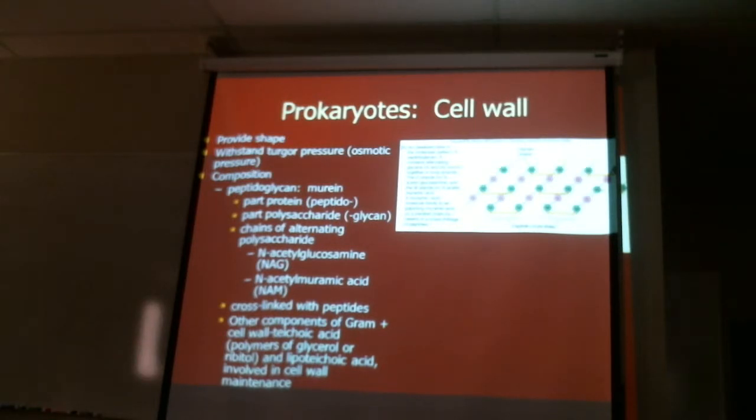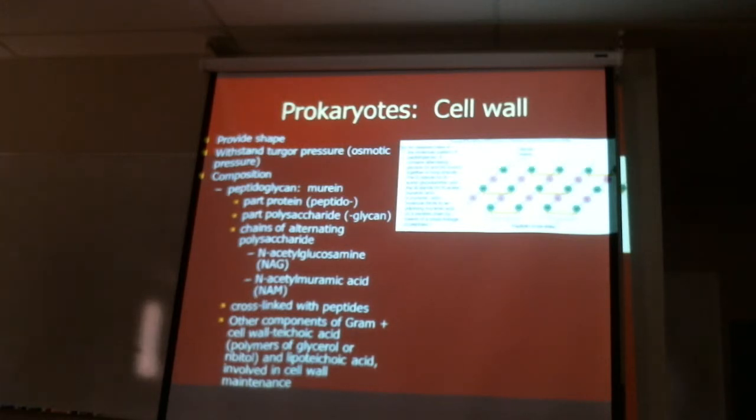But when you take that word and you divide it up, you can see that that particular peptidoglycan layer is going to be part protein and it's going to be part polysaccharide. And that was the example of a polysaccharide that I wanted you to know for this past test. So it's part protein, part polysaccharide. You have chains of alternating polysaccharides. It's N-acetylglucosamine. I'll abbreviate that NAG. And N-acetylmuramic acid, I'll abbreviate as NAM. And then it's cross-linked with the peptides.